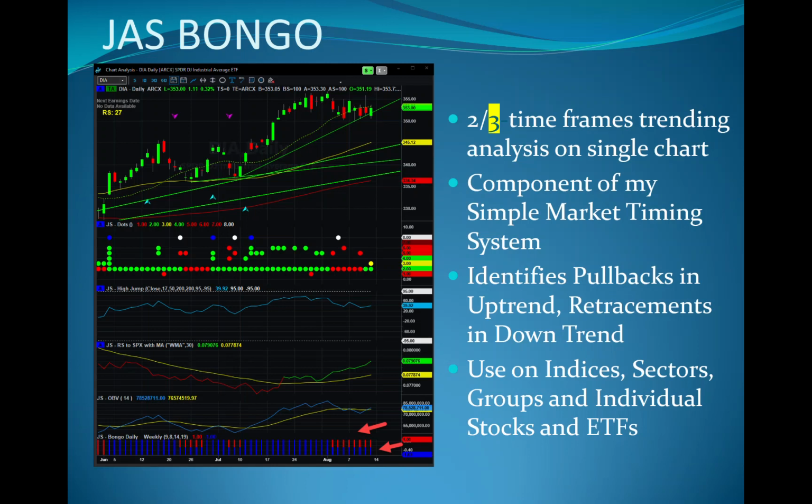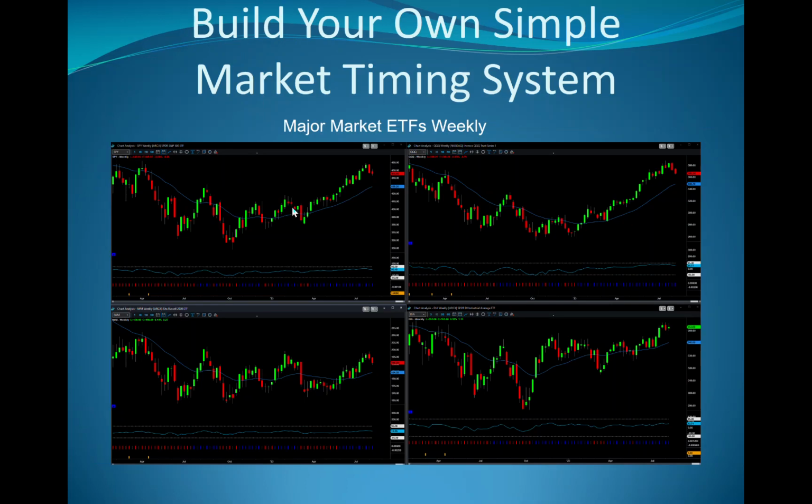I use it to find pullbacks in an uptrend, so I can tell you right here without looking at the chart that the long-term weekly chart is in an uptrend and there's been a pullback in the short term. I can see here it's a pullback, and now I'm looking for momentum to be my trade. We'll go through more of this. I can use this in multiple different patterns, pullbacks in uptrends, retracements in downtrends, and I'll use it on indices, sectors, groups, and individual stocks and ETFs. No different than in WealthCharts or in TradingView.